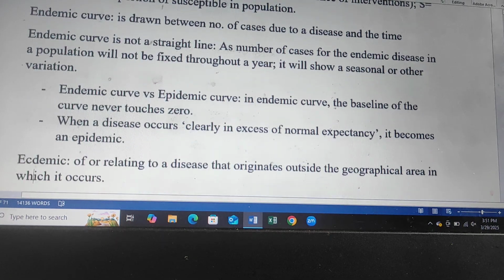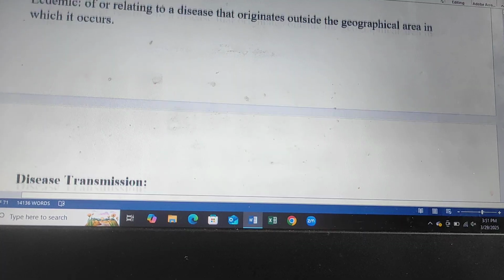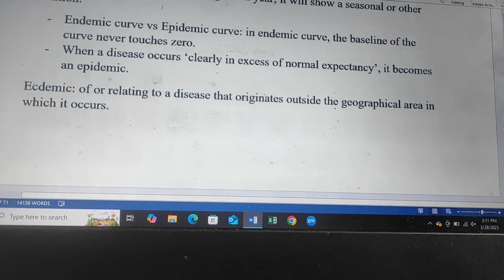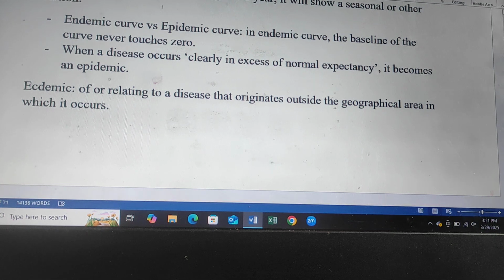Endemic curve versus epidemic curve. In the endemic curve, the baseline of the curve never touches zero. When the disease occurs clearly in excess of normal expectancy, it becomes an epidemic. Exotic refers to a disease that originates outside the geographical area in which it occurs.